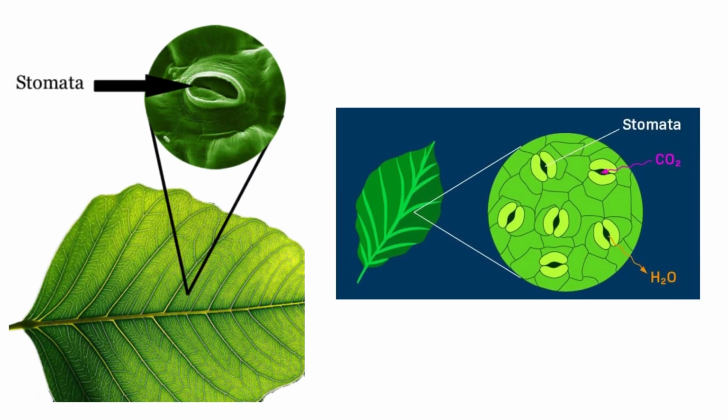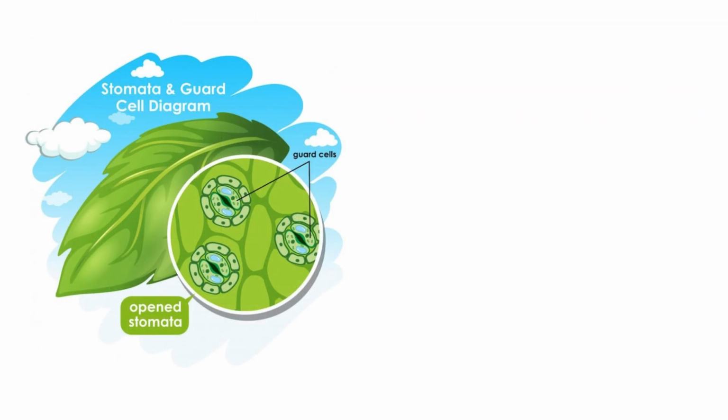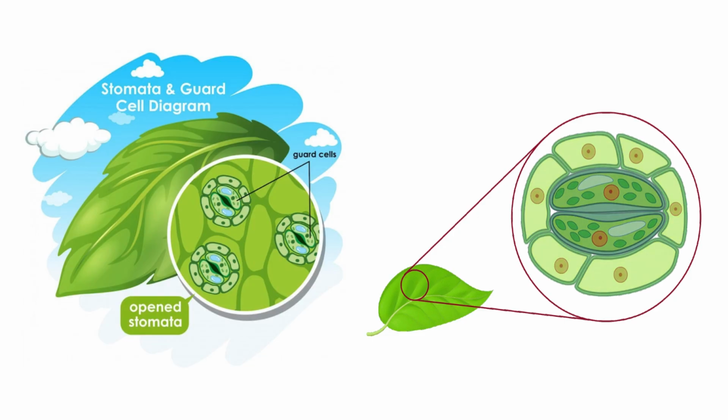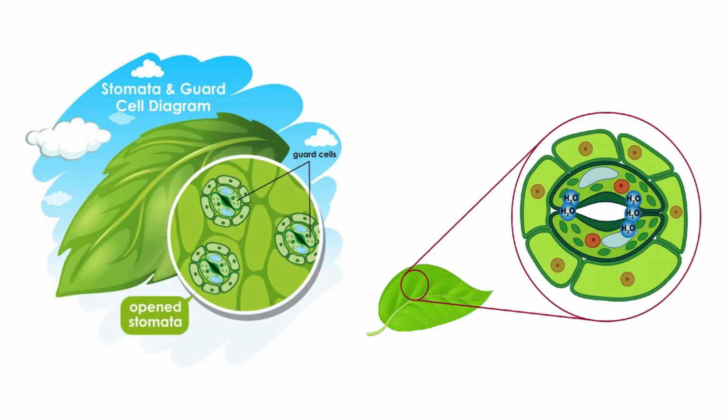Stomata are pores on plant surfaces that allow gas exchange and water vapor loss. Guard cells surround each stoma, controlling its opening and closing based on water, light, and carbon dioxide levels. They open to allow carbon dioxide in for photosynthesis and close to conserve water.